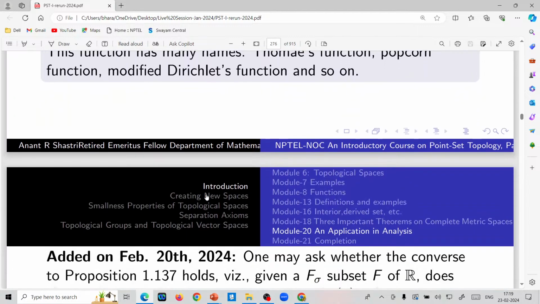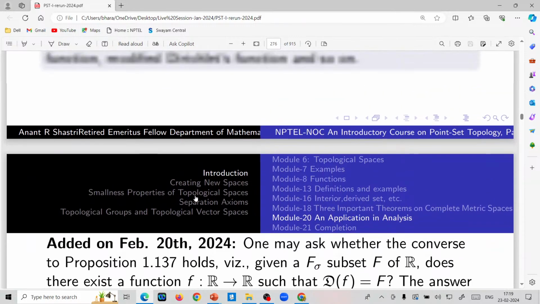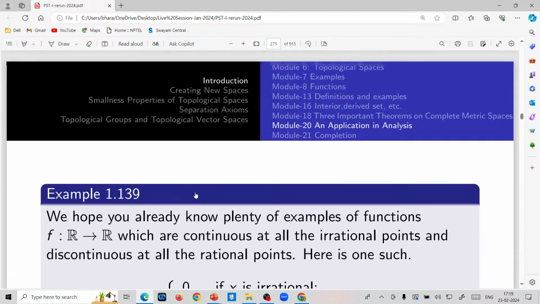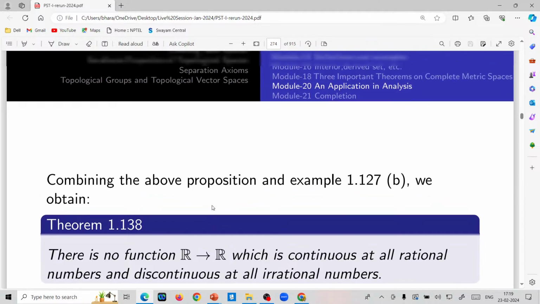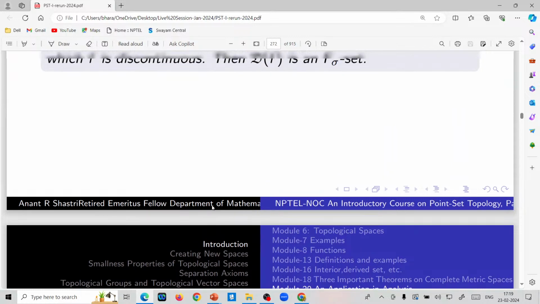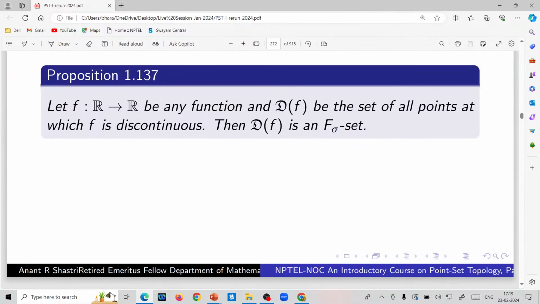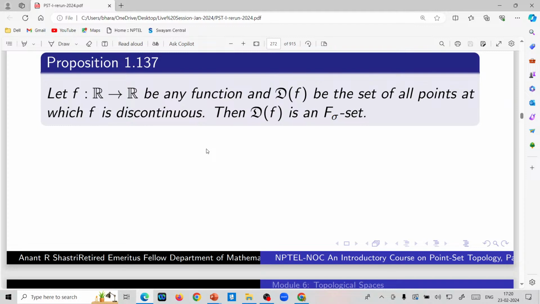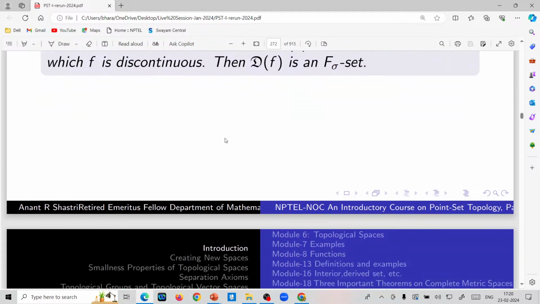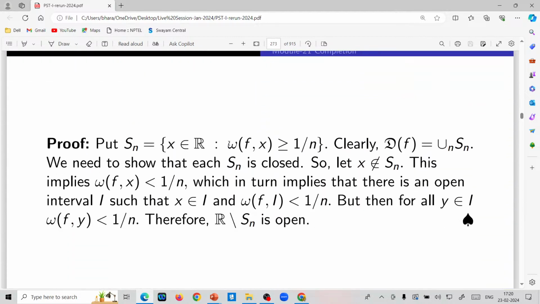Right? So now I am asking you a converse to the proposition that we had here, namely, this is the application, this is the proposition. From R to R, any function, and Df is the set of all points where f is discontinuous, then Df is an F sigma set. So this is from R to R we have done. In fact, this will be true for, instead of the domain being R, you can take any metric space which is complete. Okay? Then this is true, because a complete metric space cannot be a meager set, that's all. So now I am asking you the converse. Okay?